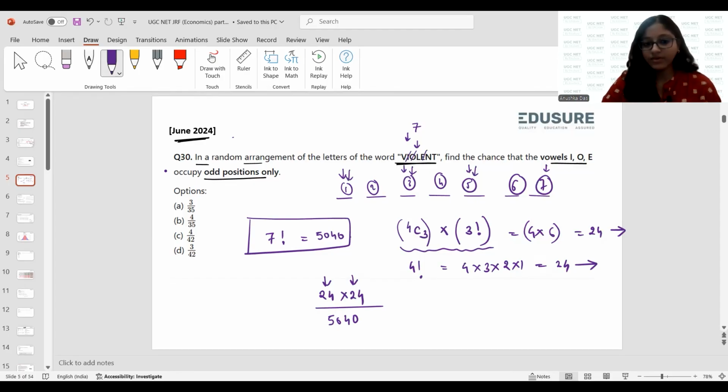So what is the required probability? The required probability will be simply this. We have to solve this thing. So let us do that. 24 into 24, 576 upon 5040.